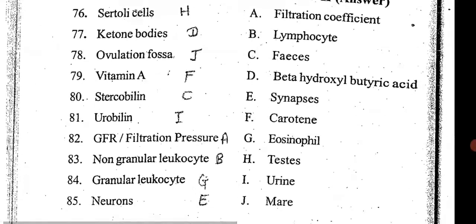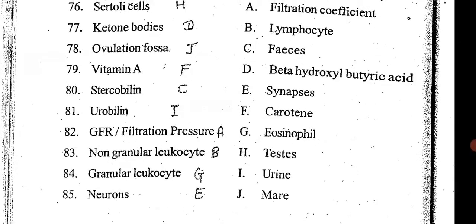Match the following. Sertoli cells are in testes. Ketone bodies are beta hydroxybutyric acid. Ovulation fossa is in mare. Vitamin A is in carotene.